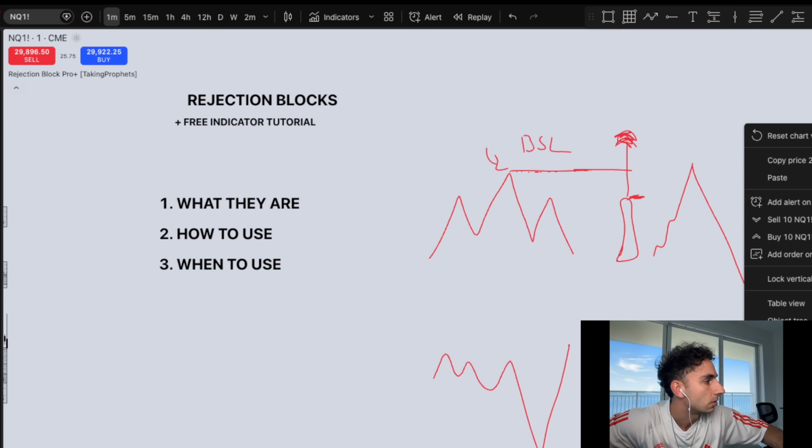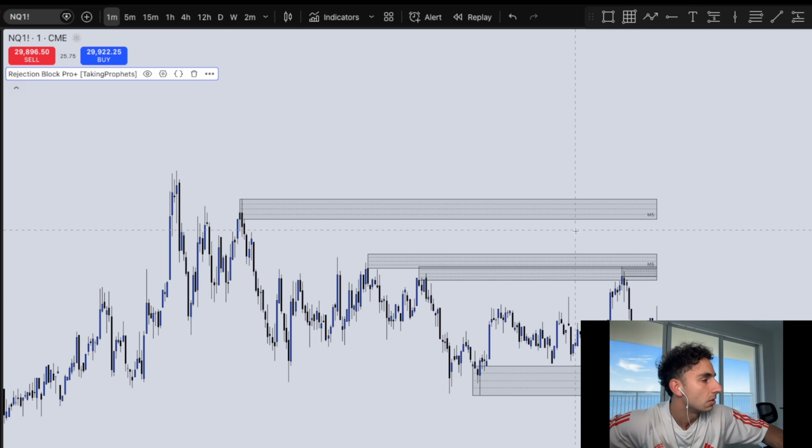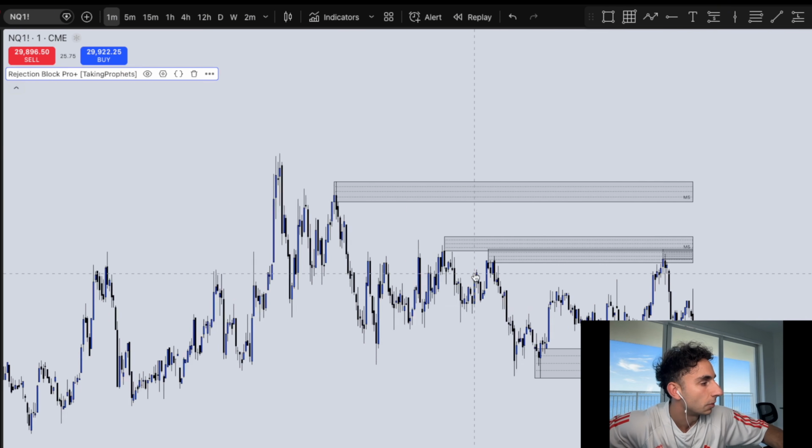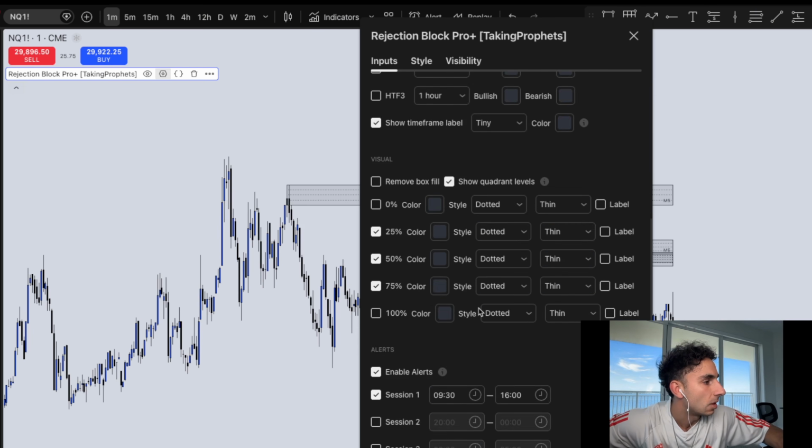So I know this is a little confusing. We're actually going to break onto a chart to better describe how we use these. So this is the rejection block indicator. I'm going to walk through the settings super quick before we go into how to actually use the rejection blocks. As you can see, there are a lot of settings on this indicator.